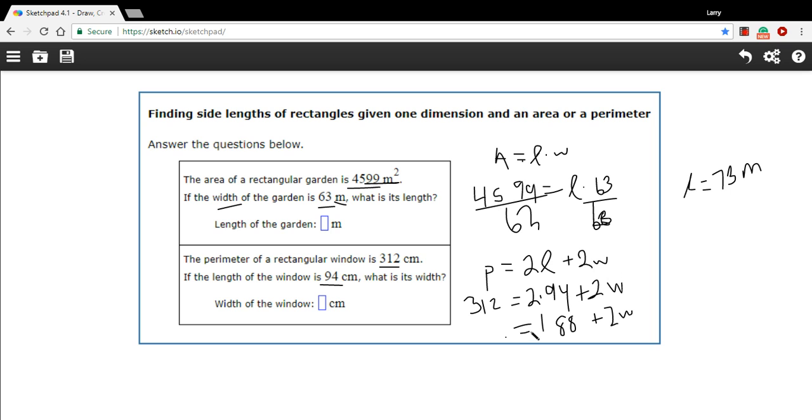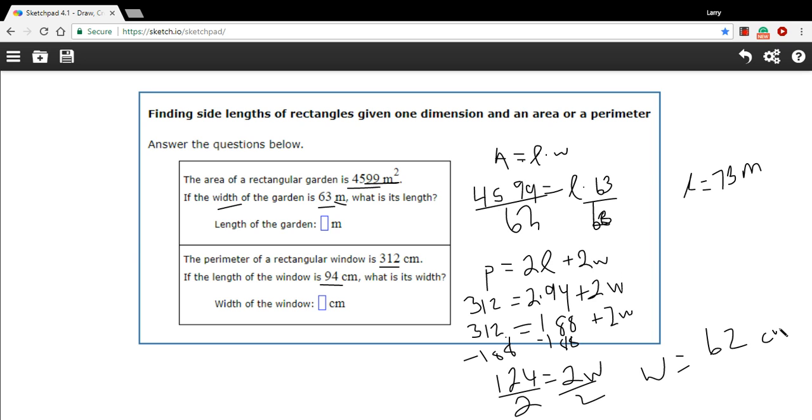and rewrite everything. And now we want to get the W term alone, so I'm going to need to subtract 188 from both sides. So 312 minus 188 is 124. And that equals, now this has gone to 0 here, so this just equals 2W. And to solve for W, we just divide by 2. So 124 divided by 2, W equals 62. And the units here are centimeters.